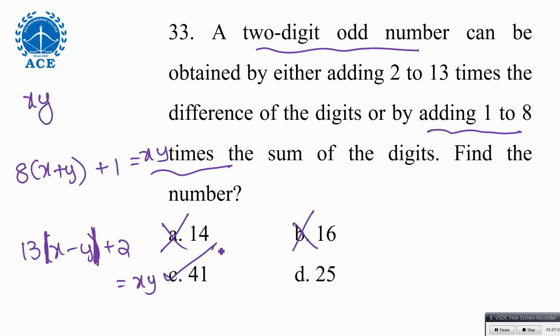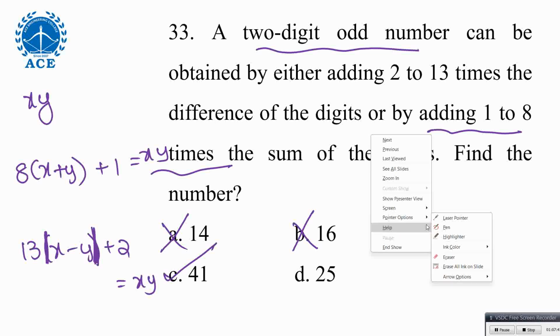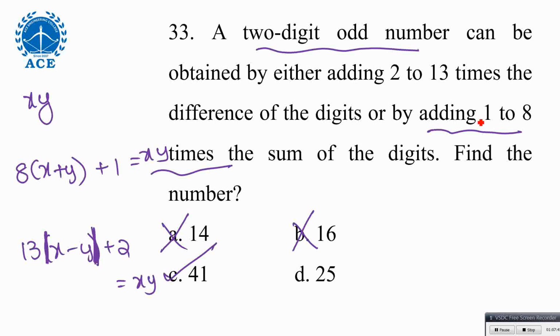In fact, if options are not given, no problem. Xy on the right side can be written as 10x plus y. Doing that, you get two equations you can solve, and we can still obtain the answer. Thanks for the correction. Option C is correct. They said adding 2, that should be split. Adding 1 to 8 times of that, we have to read it separately. So, you continue this.